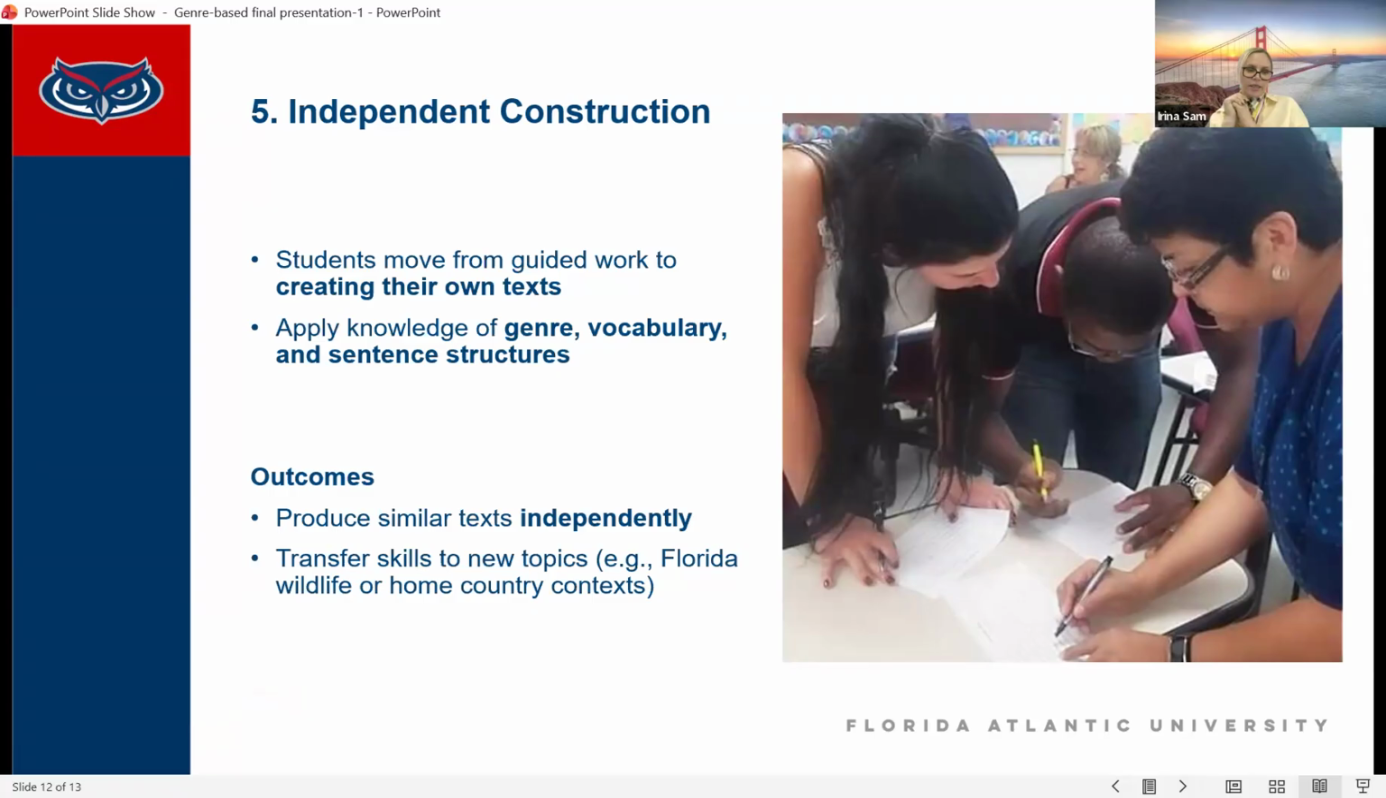Independent construction stage. In the final stage, students work independently to create their own texts. They apply what they learned about the genre, vocabulary, and sentence structures. They can further use these steps to write about similar topics, such as other animals in Florida, or even topics from their own cultures or countries. This is where the real language production happens.